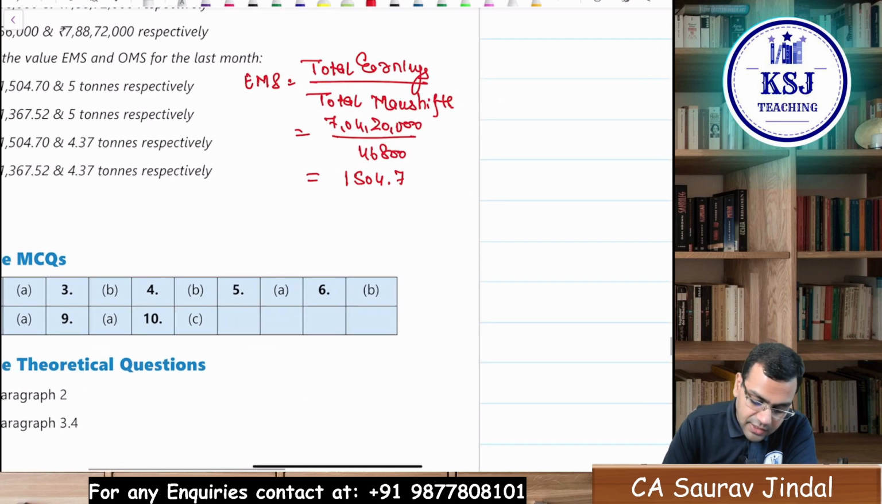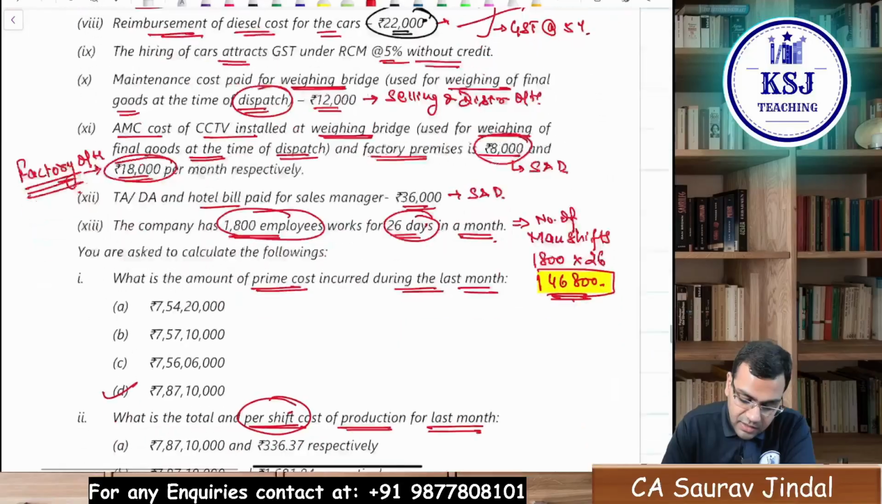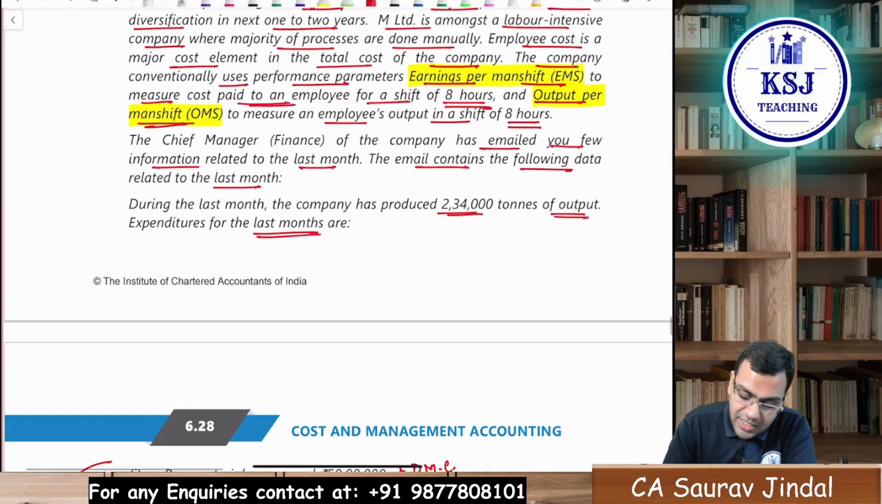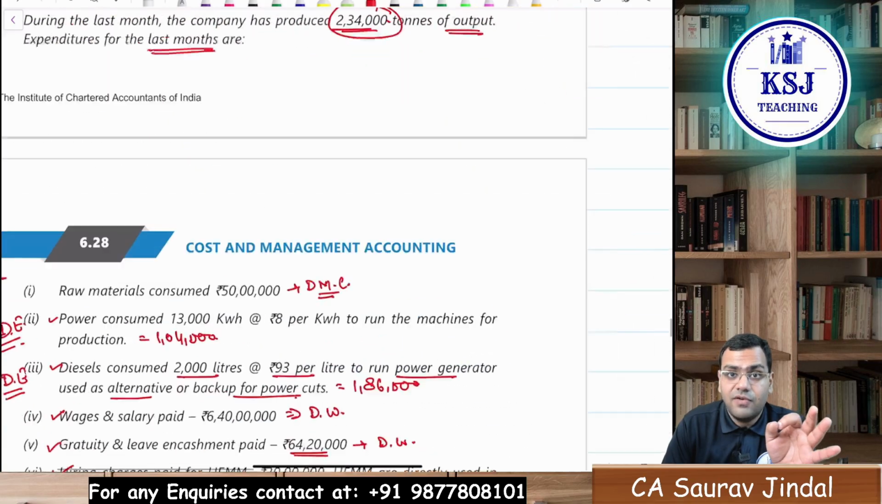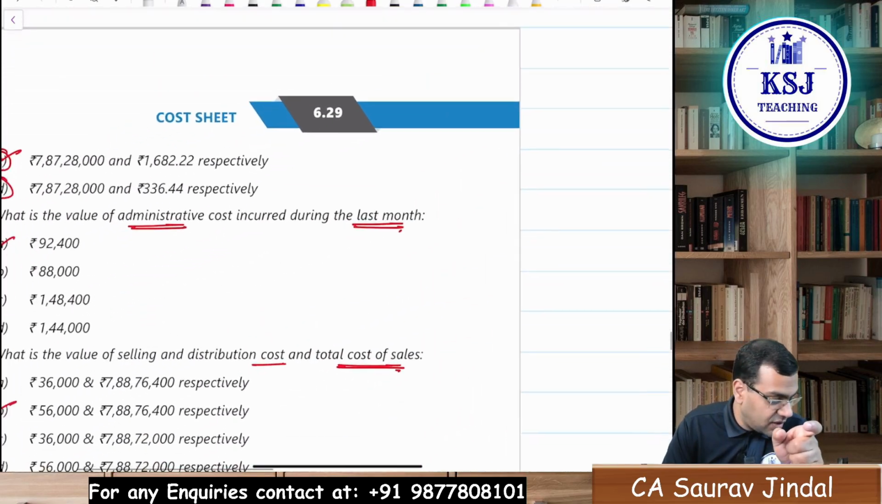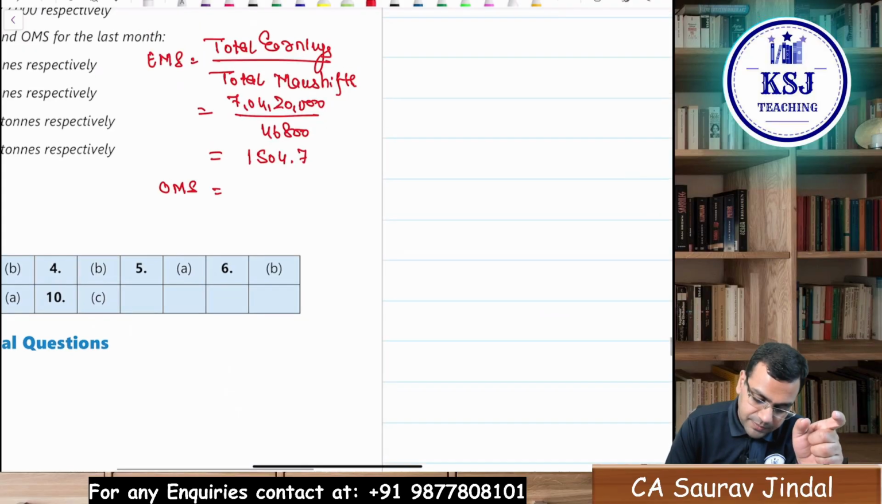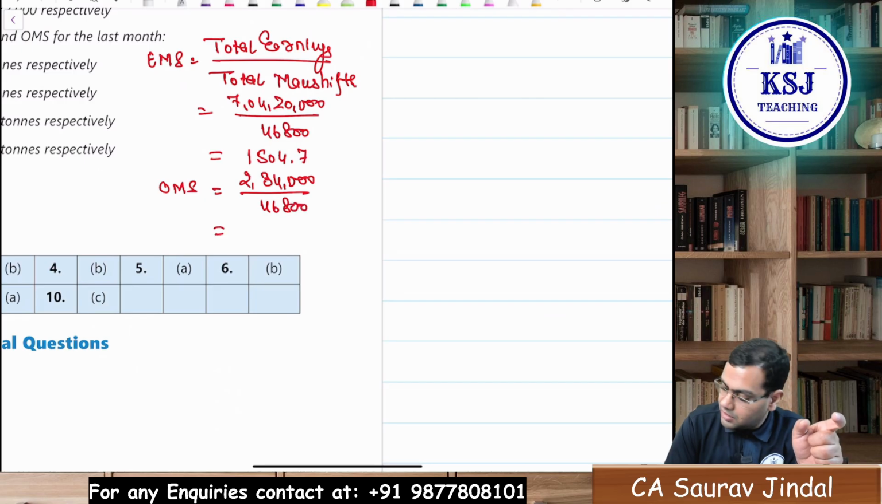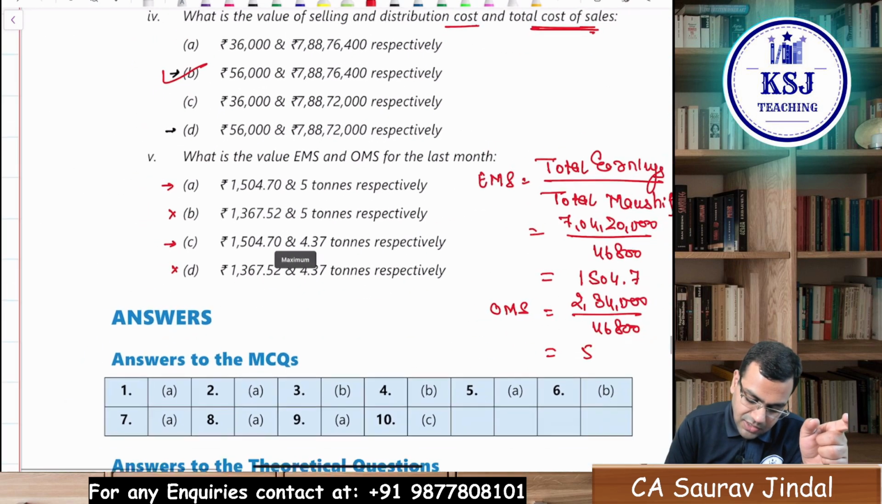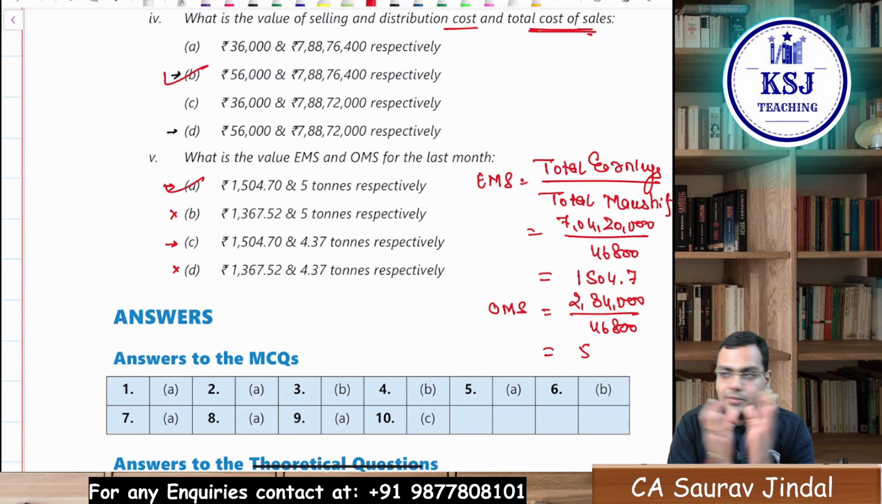So we will calculate the OMS now. What is OMS? That is output per man shift. Anywhere given the output? Yes sir, we are given the total output of 2,34,000. But what they are asking for is the output per man shift. 2,34,000 is the total output, so it is 2,34,000 divided by total man shifts of 46,800, that comes to 5. So let's see what is the right answer. The right answer is option A.